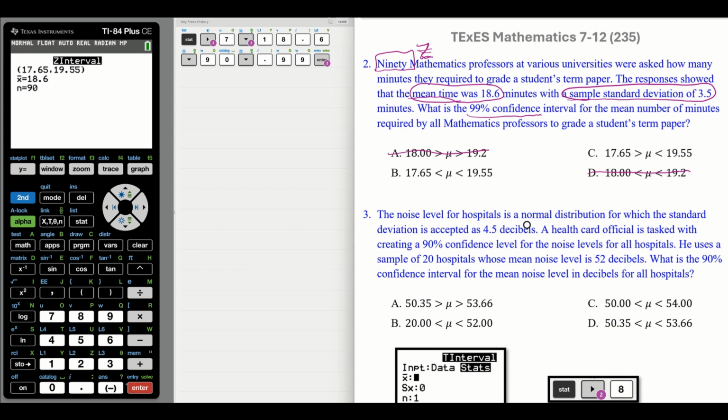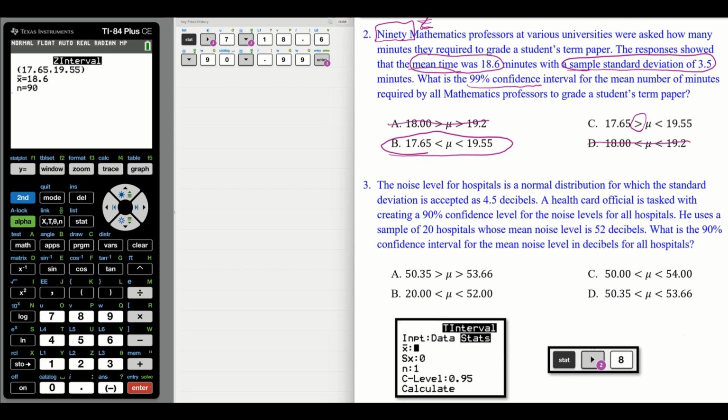Notice, I like everything about B. Just in case, let's go look at C. I don't like that. That makes no sense. So that can't work. It has to be A.